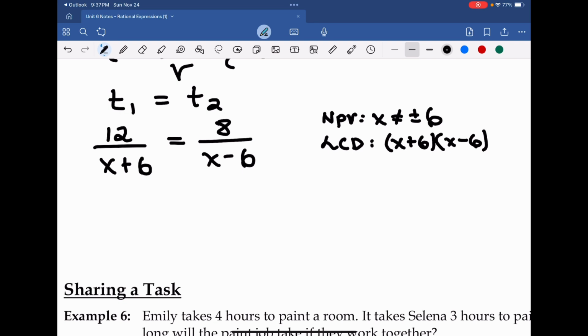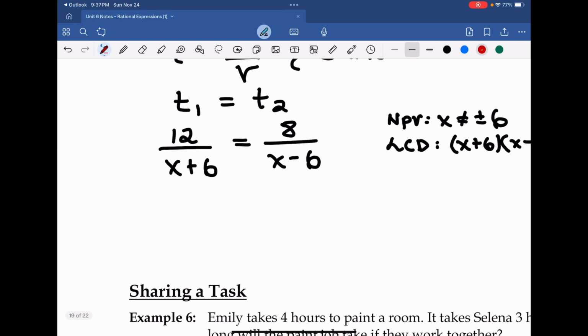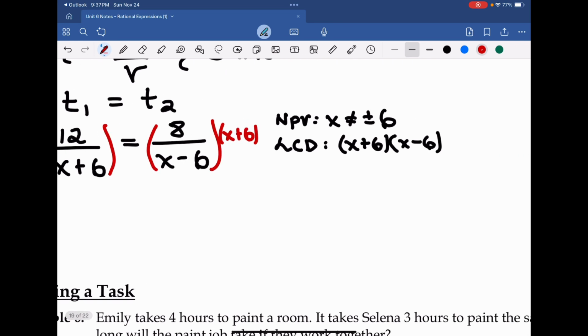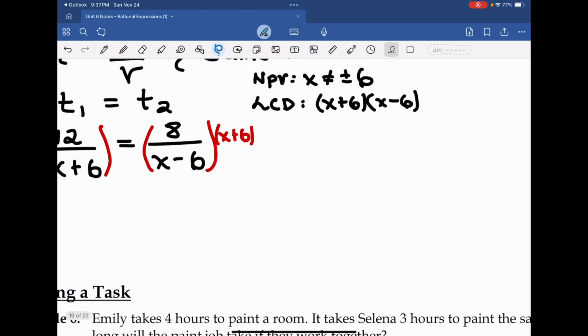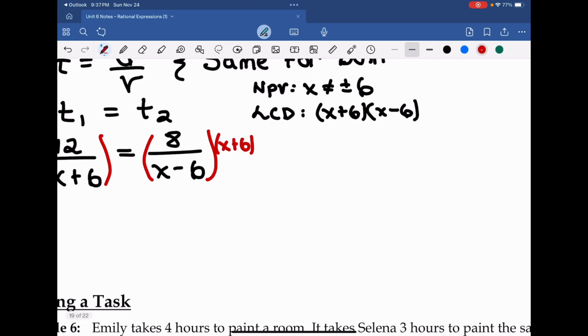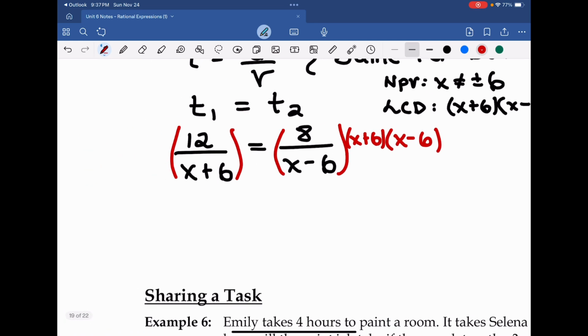So if it's x minus 6, x plus 6, we need to see at least one of those. Now what we're going to do is, on both sides, surround them in brackets. We're going to multiply by this LCD, so x plus 6, and then here's where I potentially want to move this information over, or even just move it up here. I'm fine with it being moved up. We're going to multiply it by our x plus 6, x minus 6.